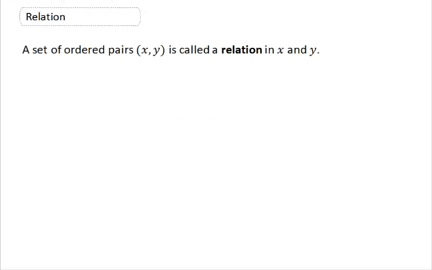This video is over functions. So let's start with some definitions. The first definition that we have is a set of ordered pairs, x and y, is a relation between x and y.